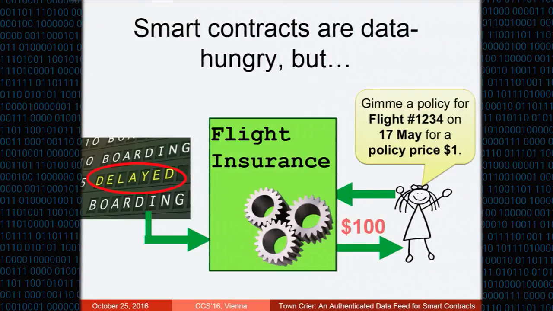The most critical one is because an important piece of this diagram is actually false. Namely, the blockchain is a self-contained object, so the smart contract running on it has no way to learn about the world that is external to the blockchain. So this flight insurance smart contract will have no way to learn whether a flight is delayed or not.